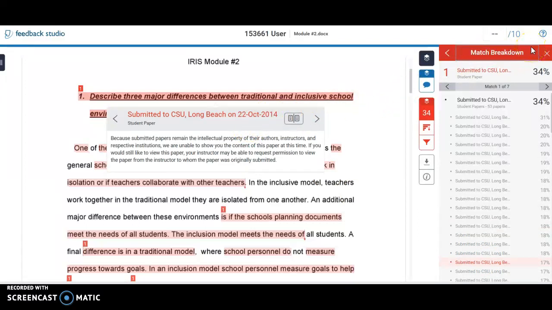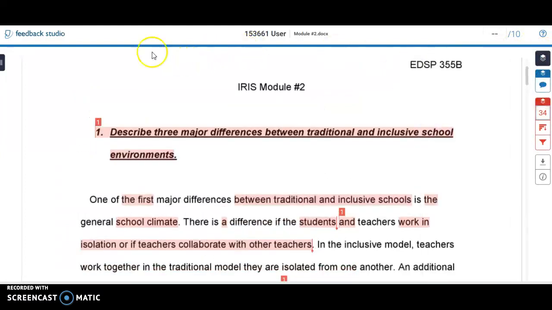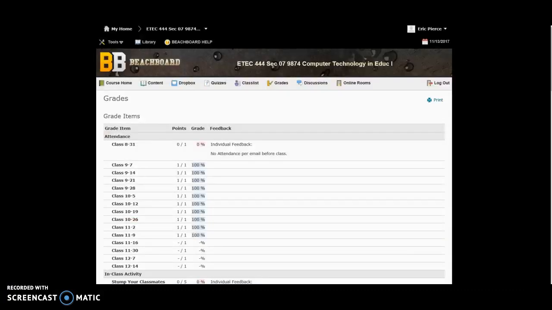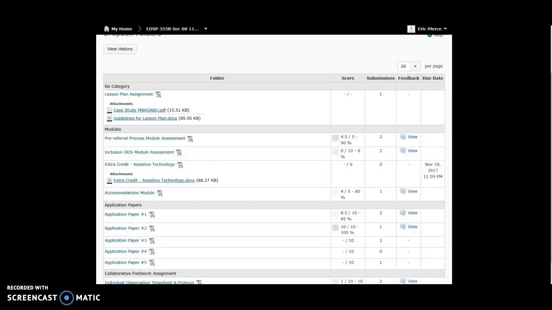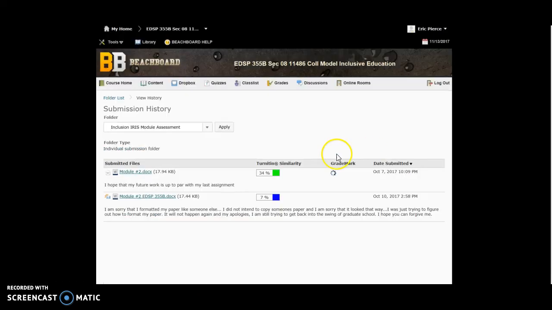So in the last 3 years, a lot of people have done the paper the same way. So then I went and changed that. Bear with me. So then I went, okay, I understand that. I'll take it. I'll change it. I said, oh, I'm sorry, I formatted my paper like someone else, I guess. I did not intend to copy anybody's paper, and I'm sorry if it looked that way. I'm just trying to figure out how to format my paper and not have it happen again.